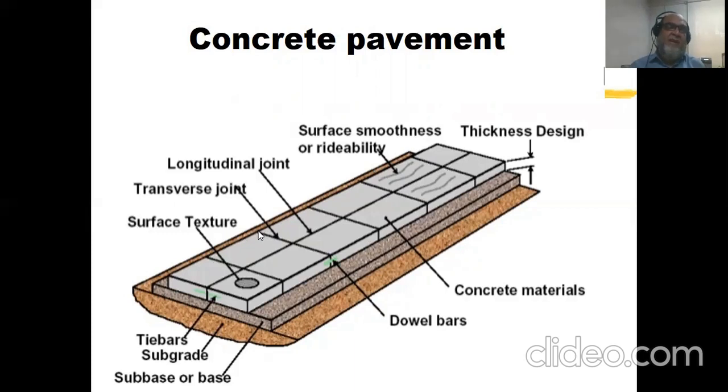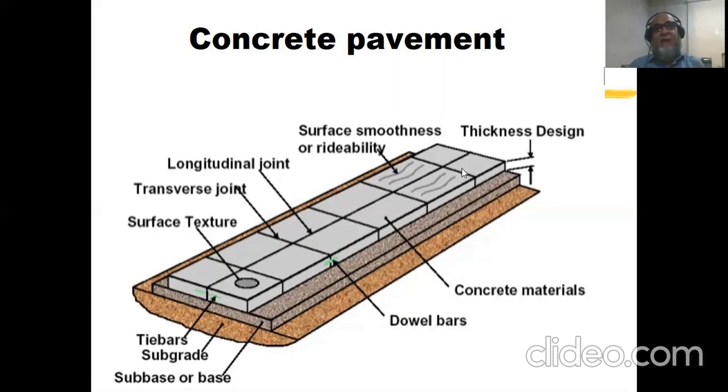So there are joints along the length of the pavement, and there is a joint dividing the pavement into one half. So if this is a two-lane pavement, there will be one joint. And if you have to construct one more lane, obviously there will be two longitudinal joints.